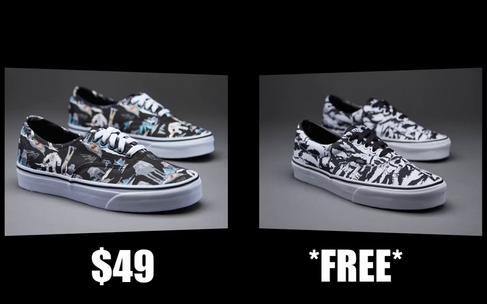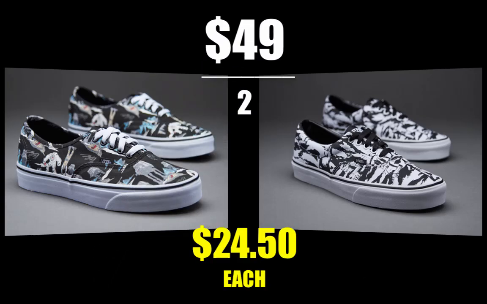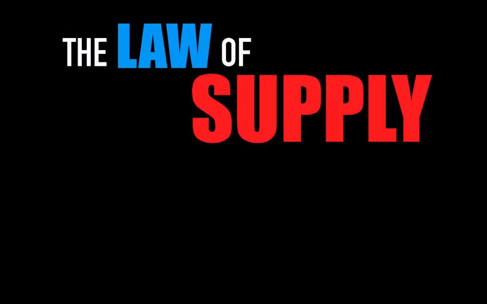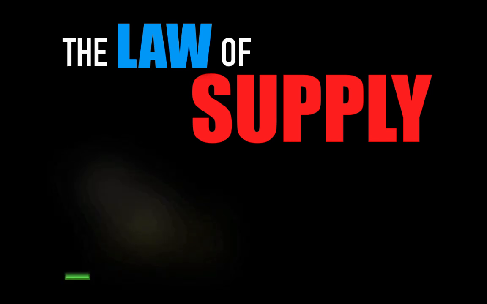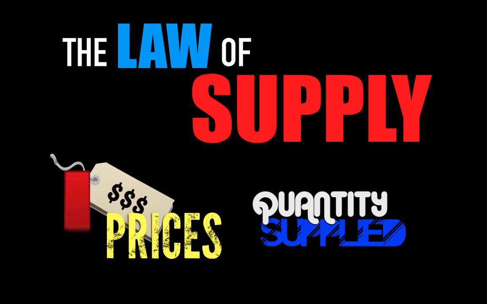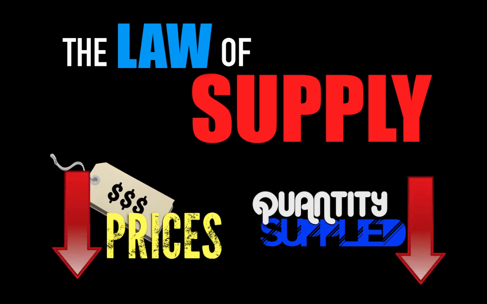Essentially, it cuts the price of each pair in half, and you have an incentive to buy the second pair of shoes. When we connect each of these prices and quantities demanded together with a curve, we see a downward sloping demand curve. The law of supply is also always in effect in the market. The law of supply dictates that there is a positive relationship between price level and quantity supplied in the market. If prices increase, then quantity supplied will also increase. If prices decrease, then quantity supplied will also decrease.